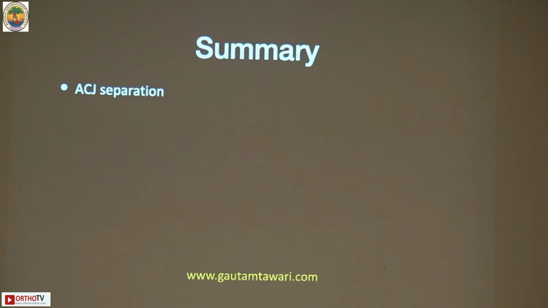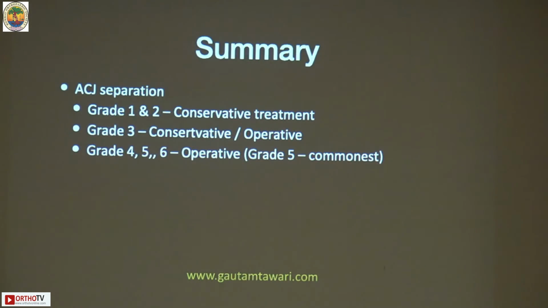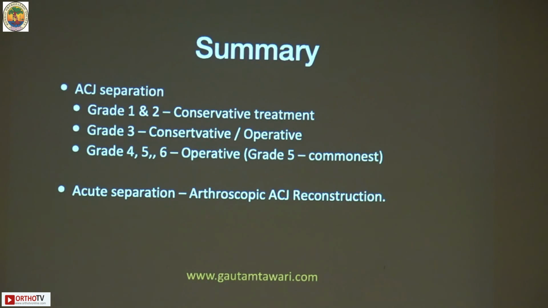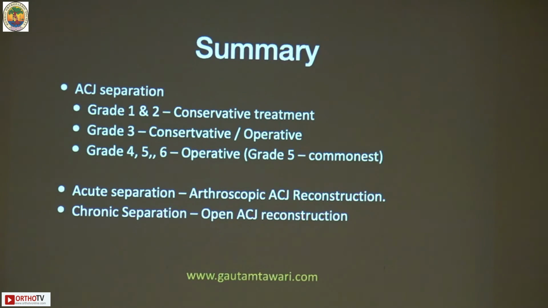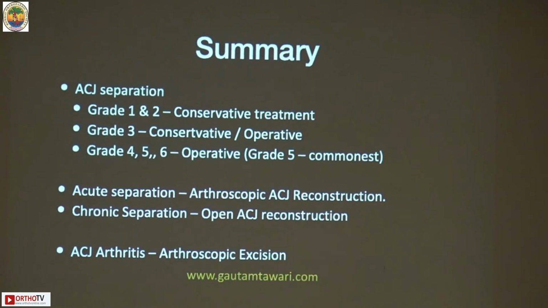So in summary, AC joint separation: grade 1 and grade 2, conservative management; grade 3, conservative or operative based on the patient; grades 4, 5, 6, definitely surgical management. Grade 5 is the commonest. For acute separation, arthroscopic ACJ reconstruction is a very well respected and proven technique. For chronic separations, open ACJ reconstruction is better than arthroscopic. For ACJ arthritis, it is arthroscopic excision.